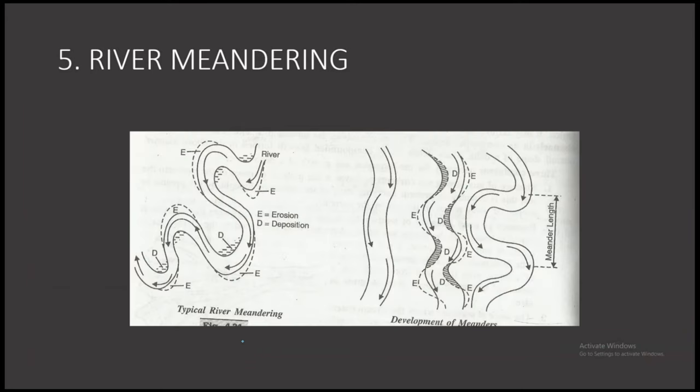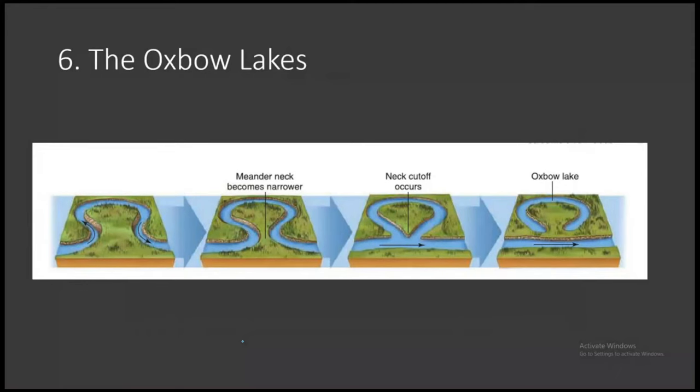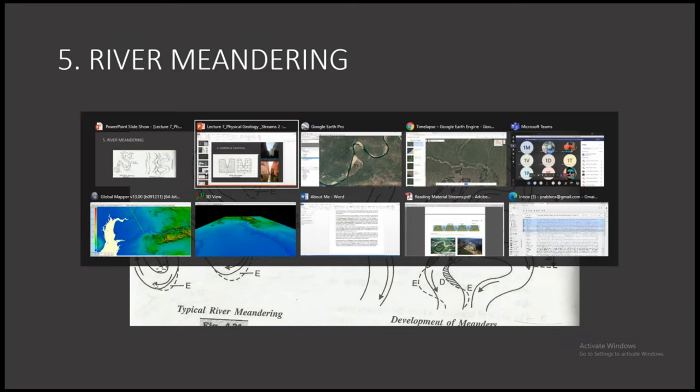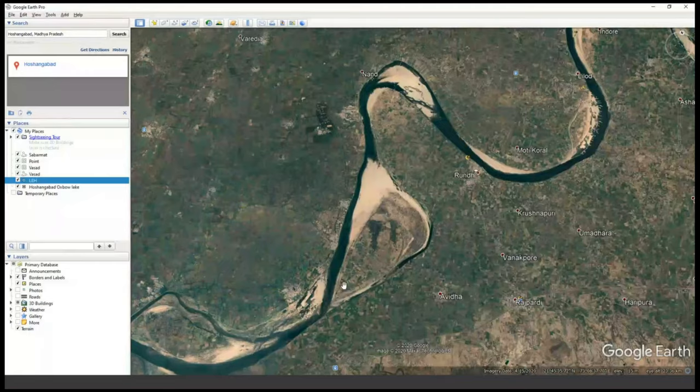River meandering and oxbow lakes. These are the results of the river erosion process. It's a feature produced by the river. River meandering is nothing but when the velocity decreases or the slope decreases, the river will not be able to flow in a straight line. As a result, the river will take a curved path. This curved path produced by the river, we call river meandering.